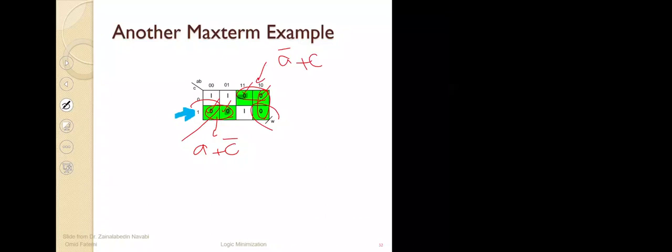Yes, please. Sort of curious, in this case, wouldn't it have been easier to just use min terms? Yes, because there are three ones. Yeah, just for the sake of example, we wanted to.